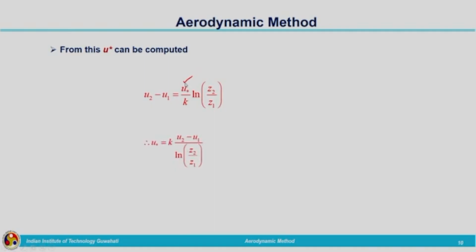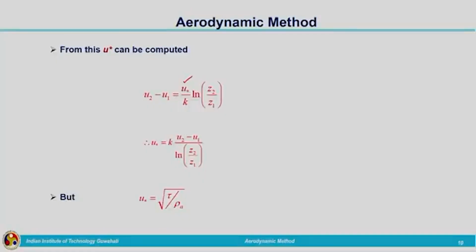u star is equal to, rearranging the equation, k times u2 minus u1 divided by ln z2 by z1. And then we will substitute the expression containing momentum flux here, and from that we can find out the expression for momentum flux. So, everything is converted in terms of wind velocity. Shear velocity is given by under root of tau divided by rho a. So, that we will be substituting here.